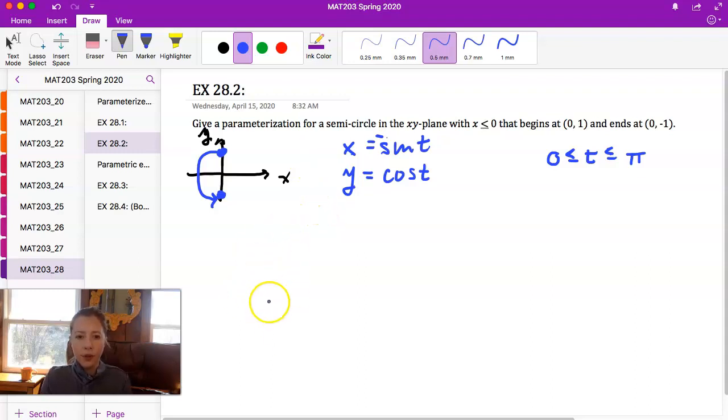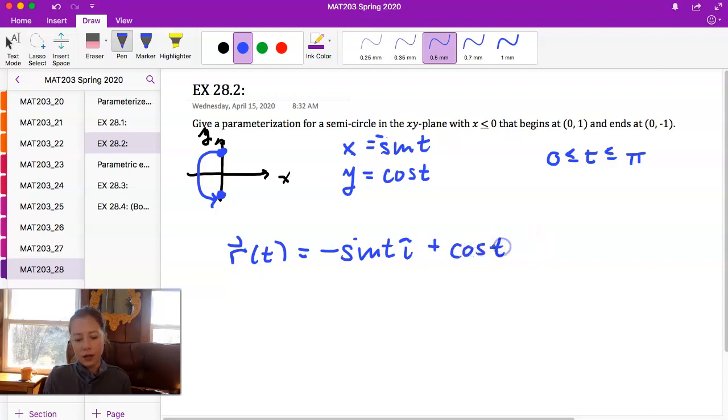So our parameterization is going to be vector r of t is equal to minus sine t i hat plus cosine t j hat.